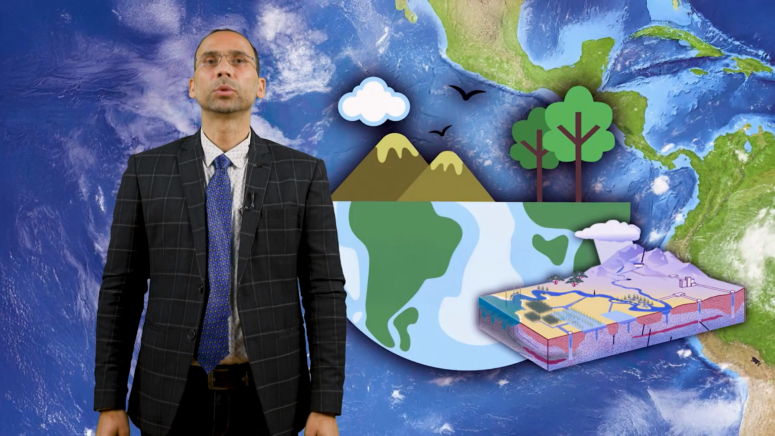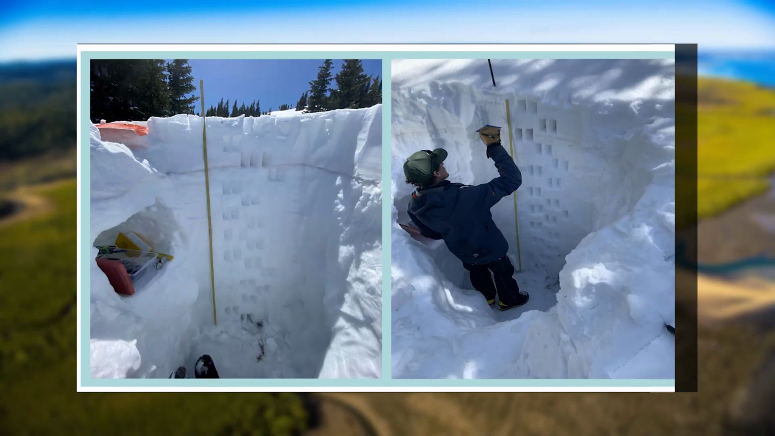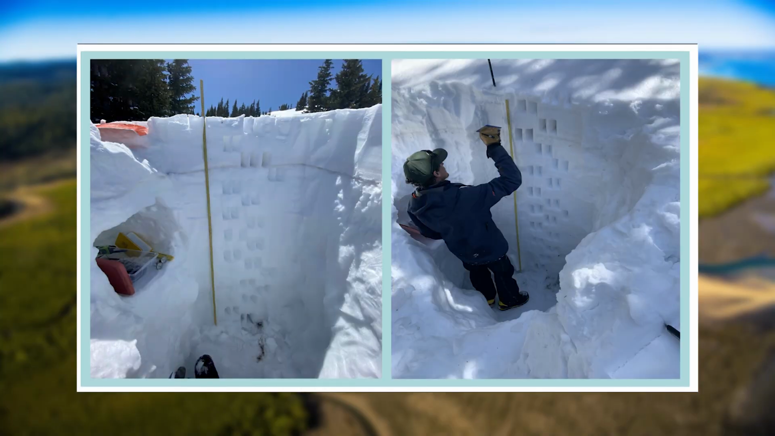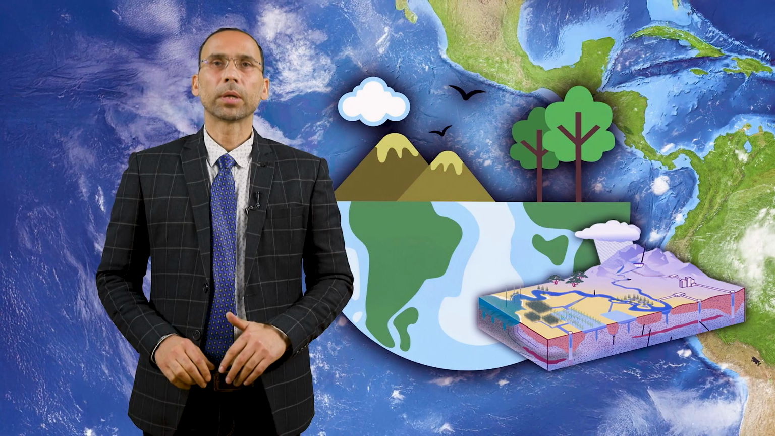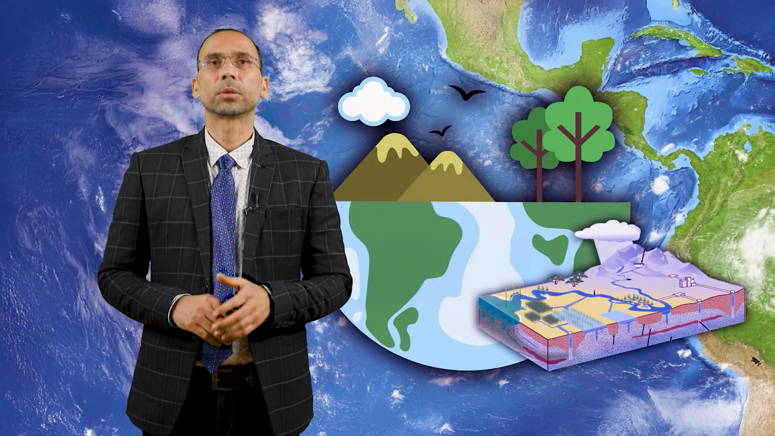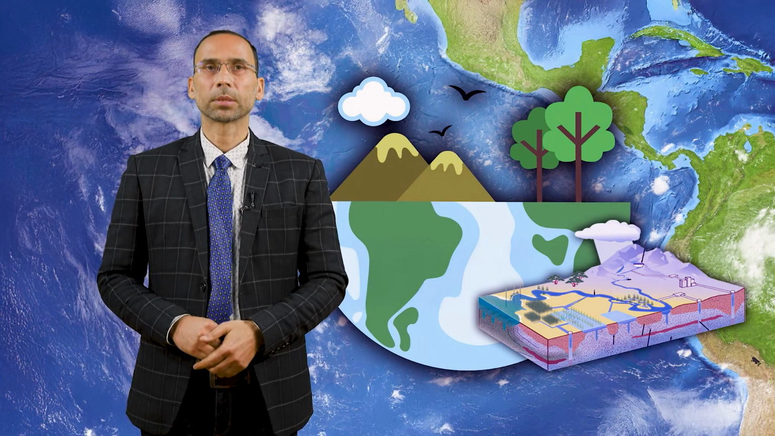Some commonly used field methods include snow pits, firn coring and ground penetrating radar. They provide high resolution data on snow layering, mass balance and ice thickness. However, there are logistic challenges to conduct the experiments.